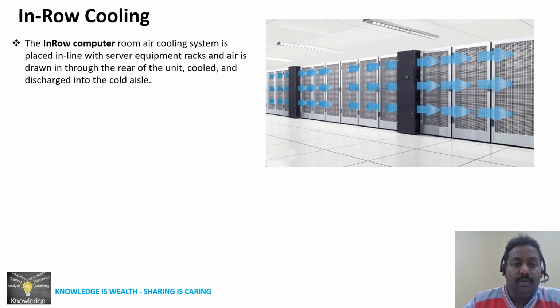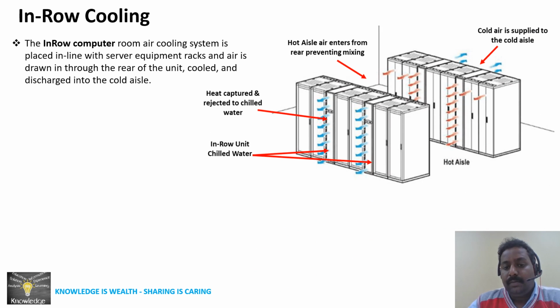The second HVAC system we are discussing today is in-row cooling. In-row cooling is a room cooling system placed inline or parallel with server equipment. Air is drawn through the rear side, I mean the return air side, and it gives cooled air to the cold aisle where the front side of the rack is located. This is a pictorial representation of how in-row cooling is set up between the racks. These are two in-row coolings, which are located in between the racks.